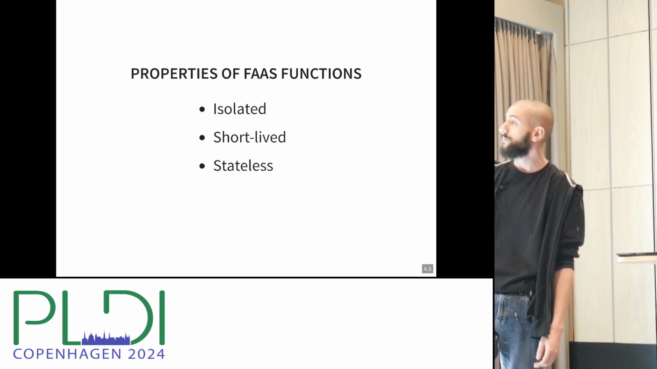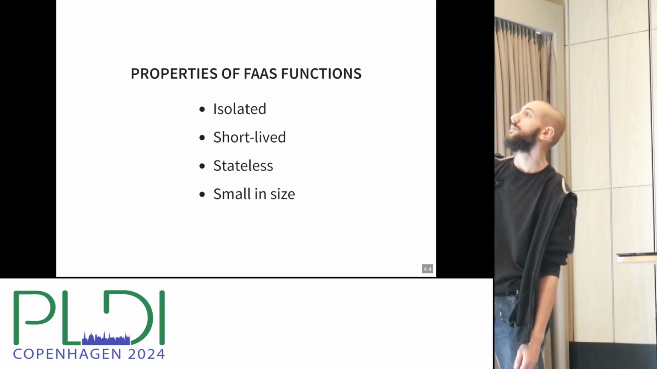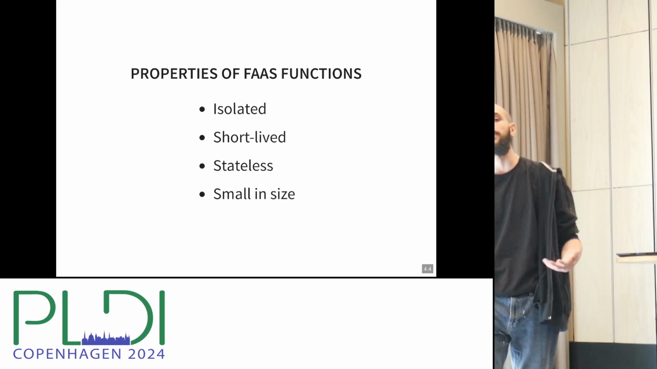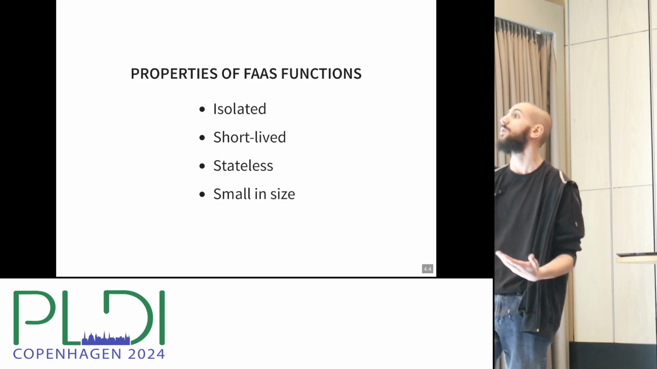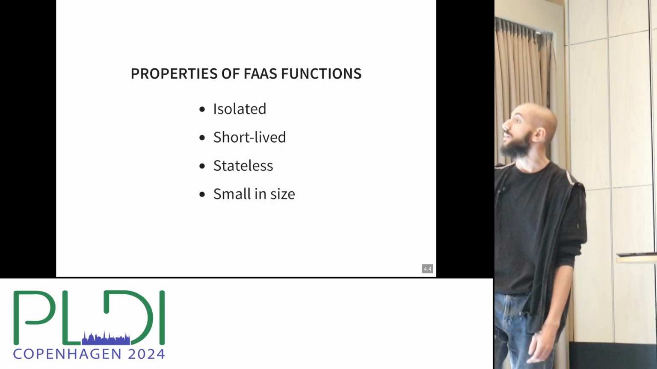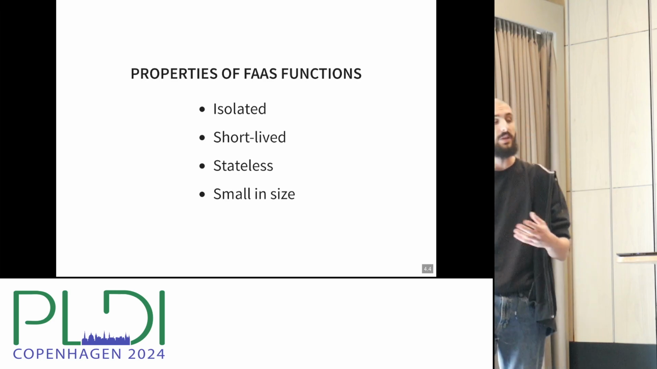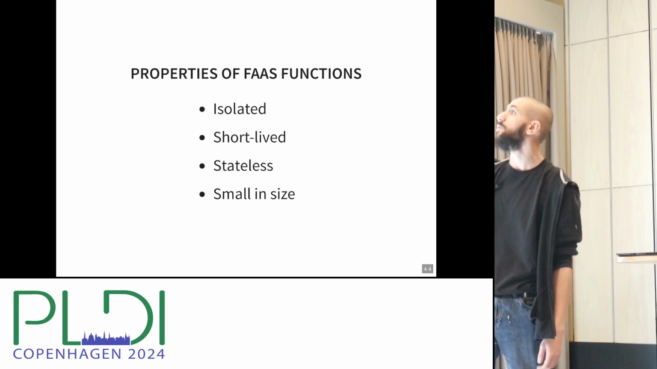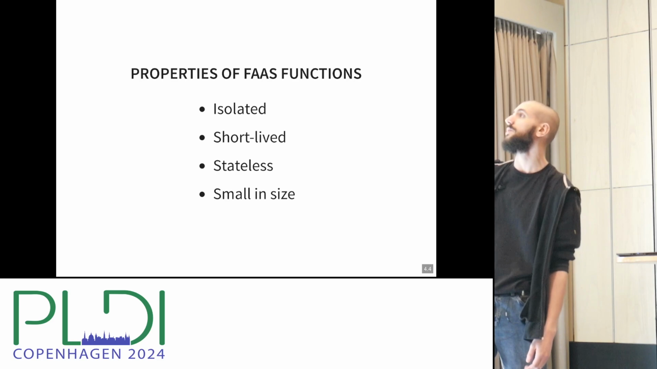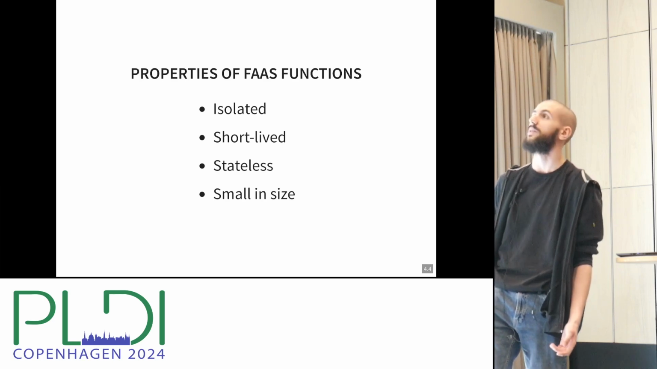And finally, they must be small in size. This is connected to all of the other properties. Since they're isolated, when I run them, I have to spin up the runtime and spin up the container or virtual machine that will host them. But since they're short-lived, I might have to do this several times. This means that if the function has a lot of dependencies or is very big in size in general, I will have to perform these costly operations multiple times, incurring in something that is known as a cold start. And we want to minimize the additional latency caused by this.